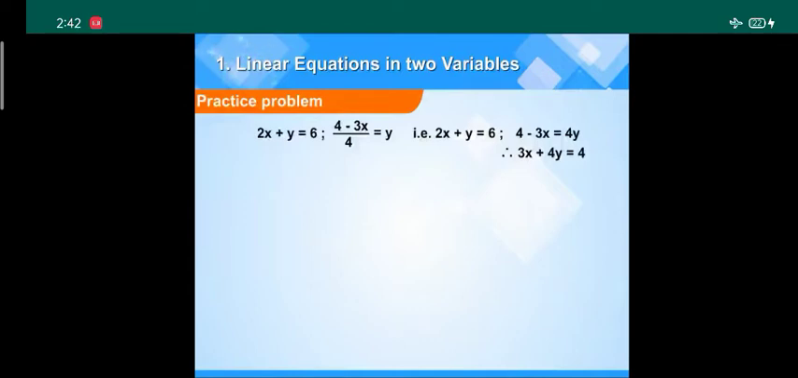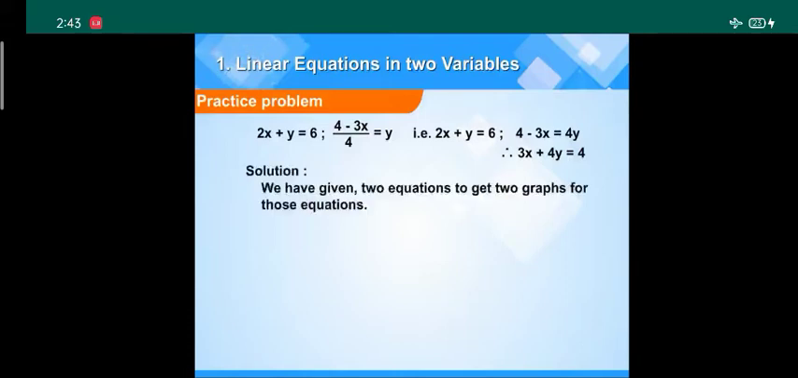2x plus y is equal to 6 and 4 minus 3x whole divided by 4 is equal to y. That is, 2x plus y is equal to 6 and 4 minus 3x is equal to 4y, which is 3x plus 4y is equal to 4.